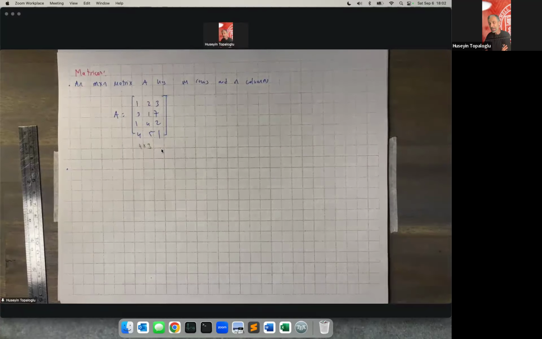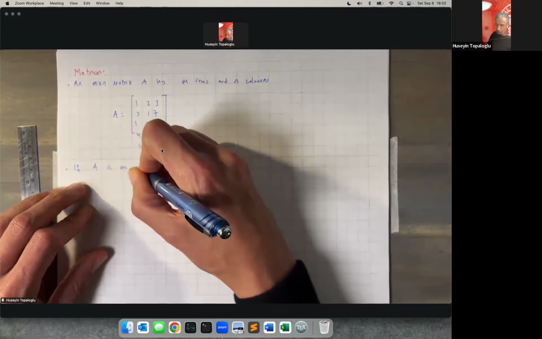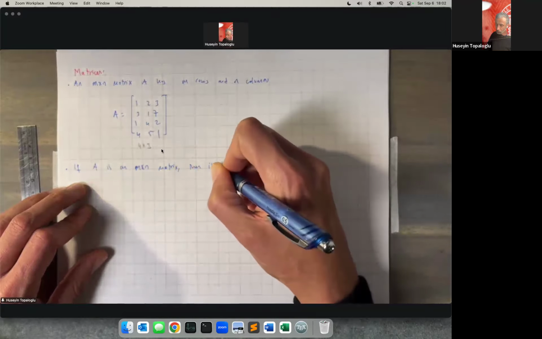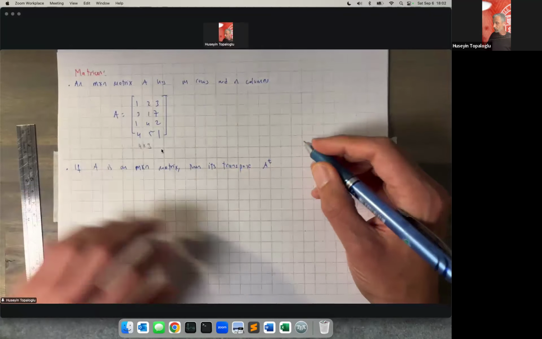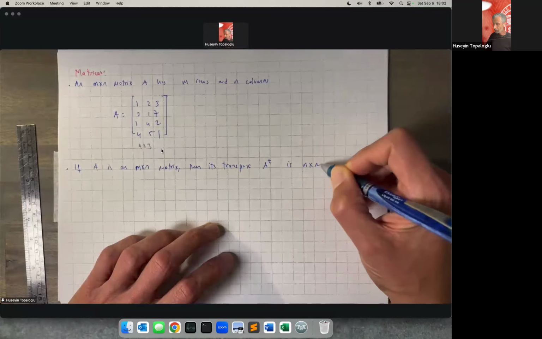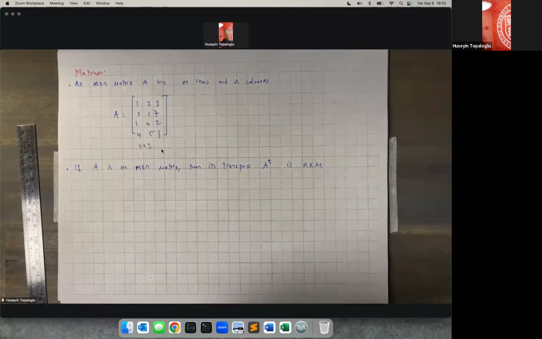If I have an m by n matrix A, and I take its transpose, the transpose is going to be an n by m matrix. When I take the transpose of a matrix, its rows become its columns. We denote the transpose of a matrix as A superscript T. If A is an m by n matrix, then its transpose is n by m.